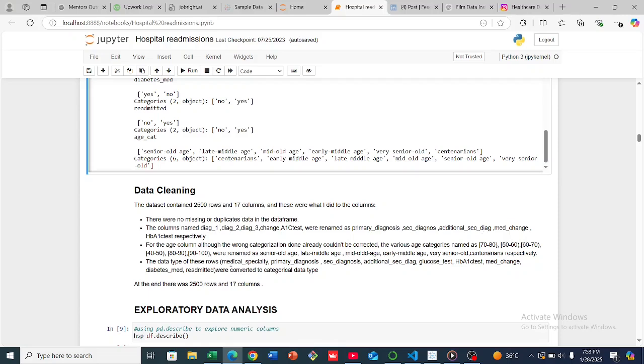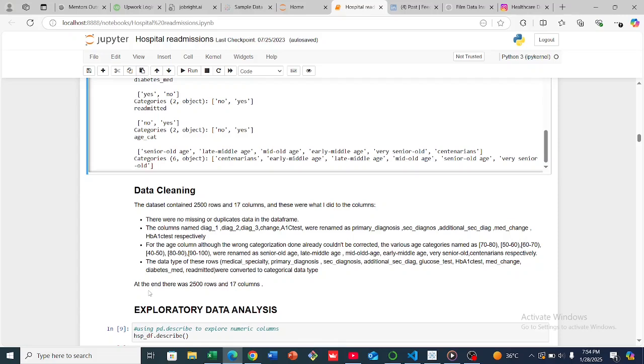I also stated that for the age column, there was some wrong categorization, so I had to recategorize it correctly. Then lastly I stated that the data types of the columns were accurately converted to their proper data types. And I didn't just end there. I also stated that at the end we still have our 25,000 rows of data and 17 columns.